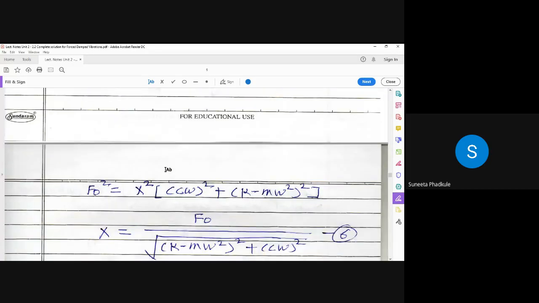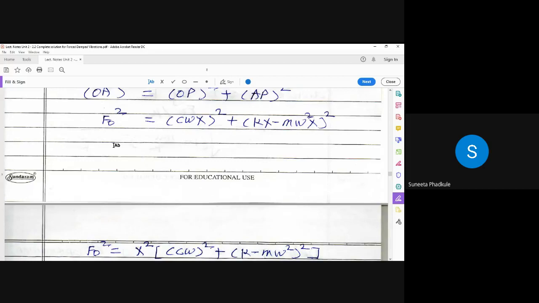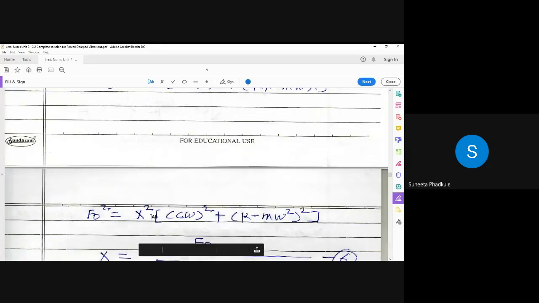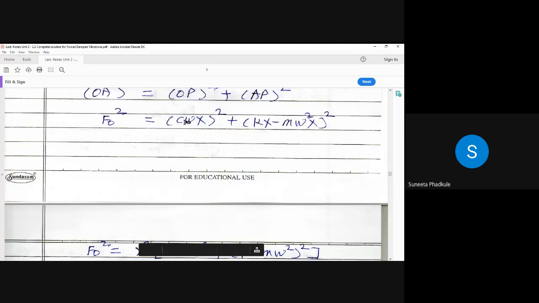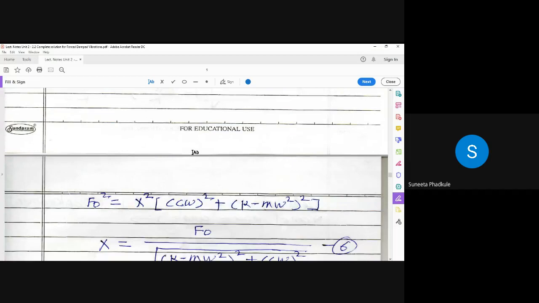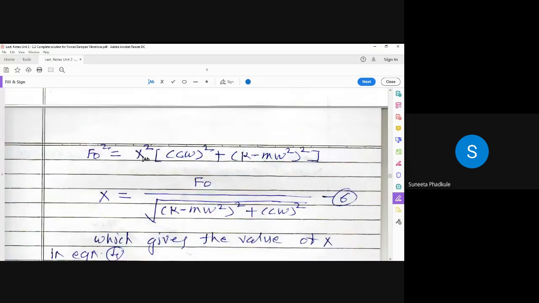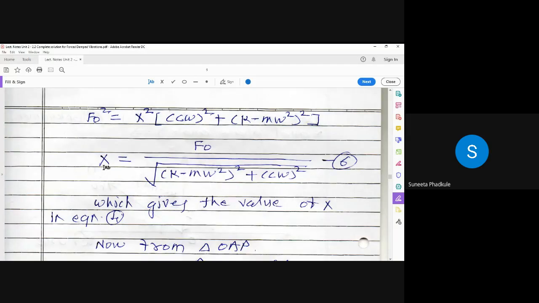So what I will write down? F0 square is equal to x square, what is remaining here? Only cω. What is remaining here? Only k. And what is remaining here? mω², because x you have taken common. So F0 square is equal to x square into bracket (cω) square plus (k - mω²) bracket square. Therefore, x is equal to, take under root.